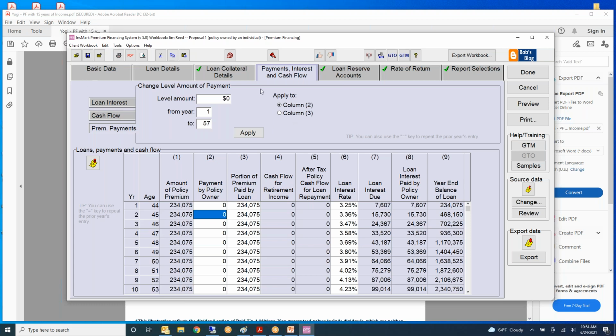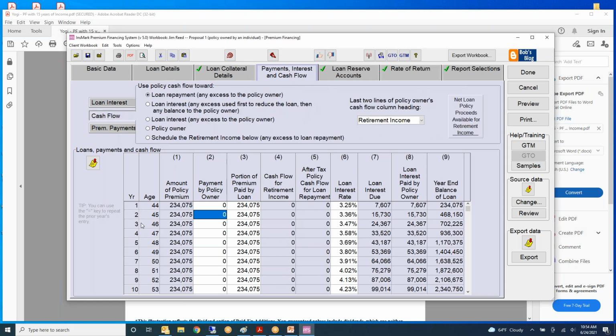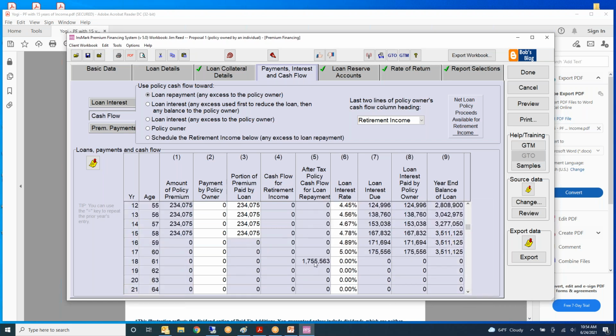So we're done with this part here because I don't need to deal with the premium payment. He's not paying any money to the premium. He's borrowing 100% of the premium. He is paying the loan interest. Okay, so every year he is paying the loan interest. And cash flow, policy cash flow is split. Okay, first one is paid back to the bank right here. And later ones are paid to the insured, so he gets retirement spending money.